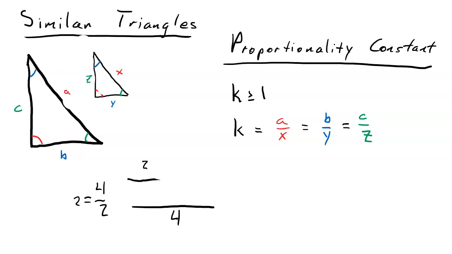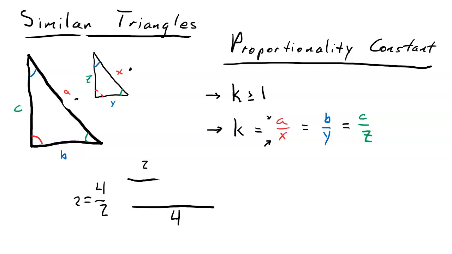So we're going to do the same thing here. We take the bigger length A and divide it by the smaller length x. And these are the same sides of the triangle, which is an important part of it. You can't divide A by z to get the proportionality constant. You have to divide the same sides. This proportionality constant is always going to be greater than or equal to 1 if you divide the bigger side by the smaller side.